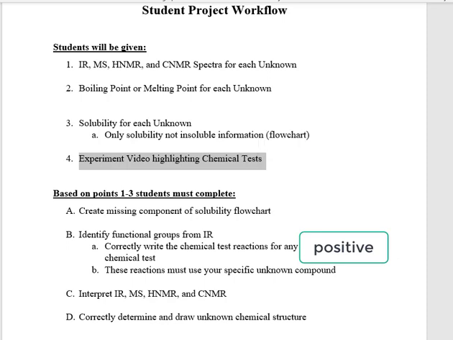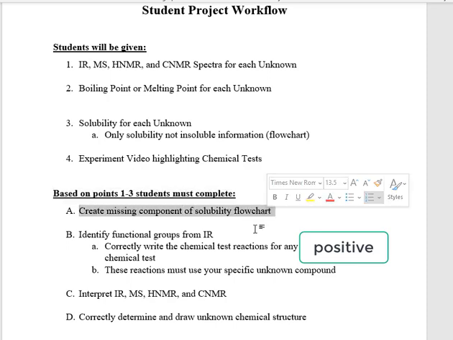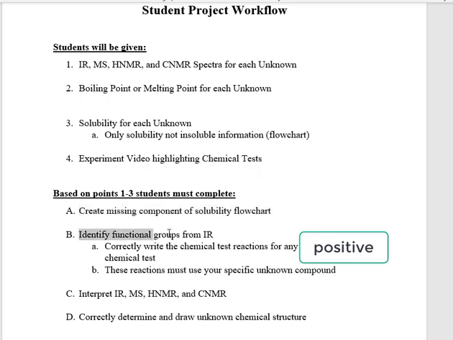Based off all of these 4 points that are given, paying particular attention to the first 3 points, you want to create the missing components that would be in the solubility flowchart. Go to where it's soluble in the flowchart, and outline what else up to that point it would have been insoluble in. That's what I'm asking for here. Next up, you want to identify the functional groups from the IR. That was also one of the first steps in the form, so it's a good idea to start from there.